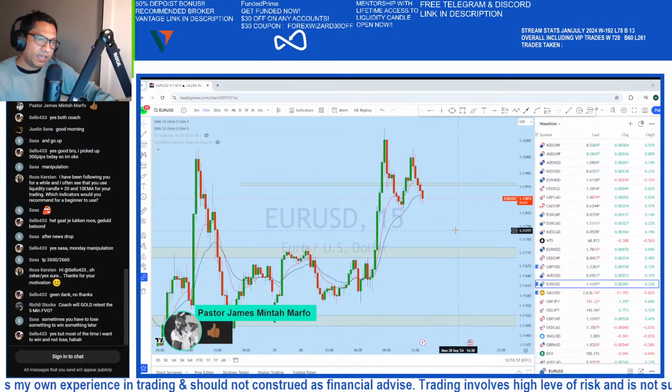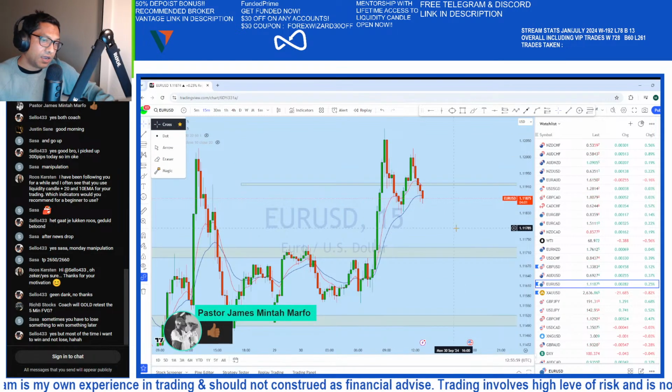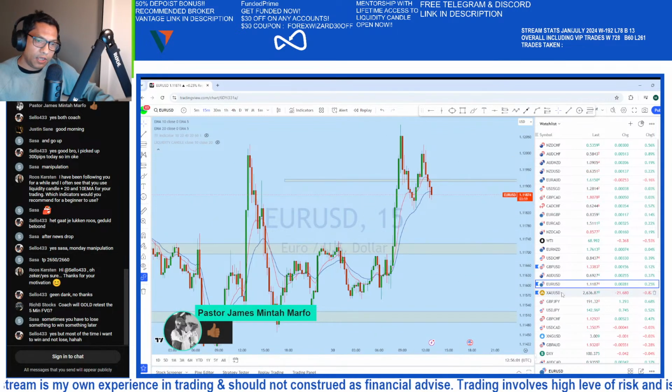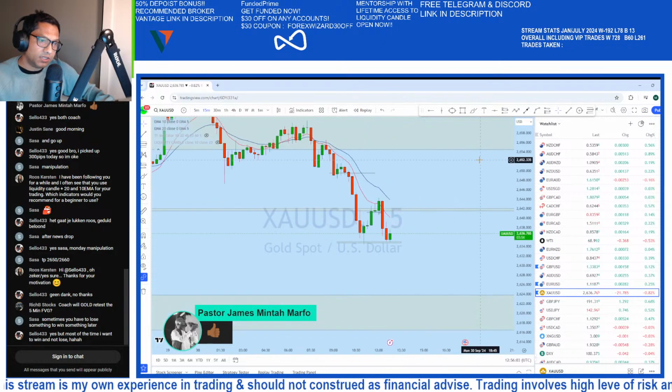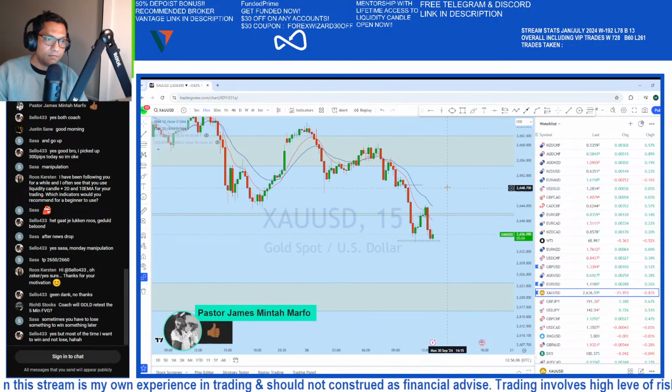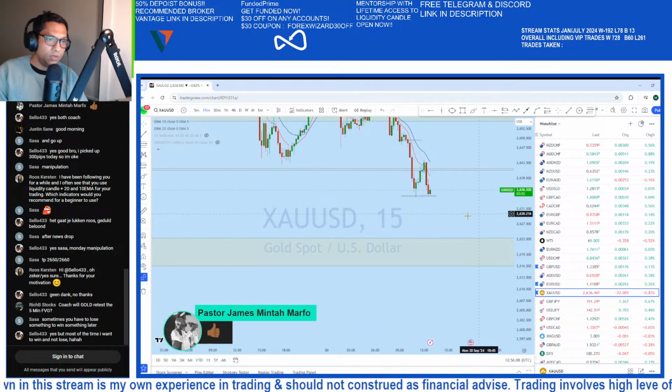So you can see euro dollar might be coming below to the support. If we look at the XAU USD, we can see that this market may break below as well.